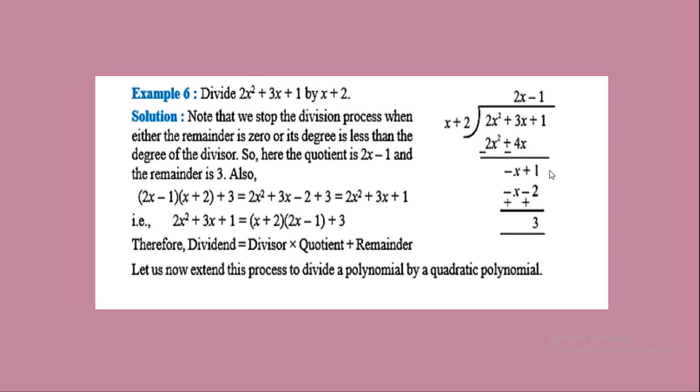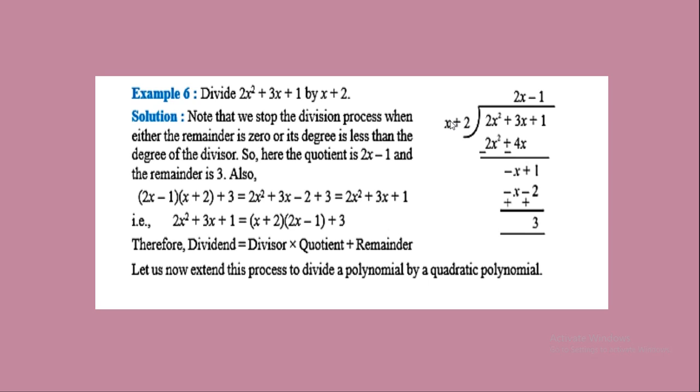Now subtract these two polynomials. We get minus x minus minus x, that is minus x plus x, which is equal to 0, and 1 minus minus 2, that is 1 plus 2, which is equal to 3. Now this remainder has no x terms, that is, the degree of x in this remainder is 0, x raised to 0. So the degree of the remainder is less than the degree of the divisor.